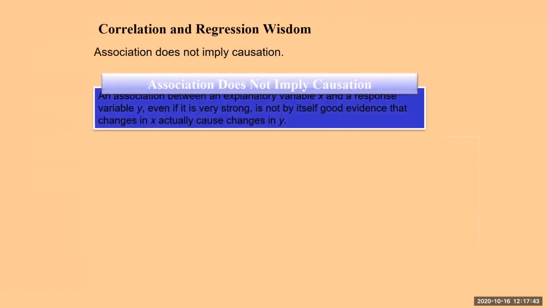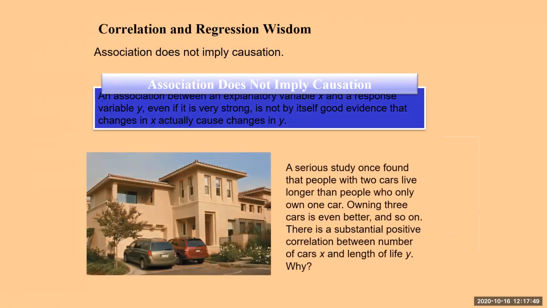So I cannot say this enough. Association does not imply causation. An association between an explanatory X and a response Y, even if it is very strong, is not by itself good evidence that changes in X actually cause changes in Y. So let's think of this study. Once found that people with 2 cars live longer than people who only own 1 car, and owning 3 cars is even better, and so on. So is there substantial positive correlation between the number of cars X and the length of life Y? And why? Do we really think that owning more cars is really the cause of your increased health?